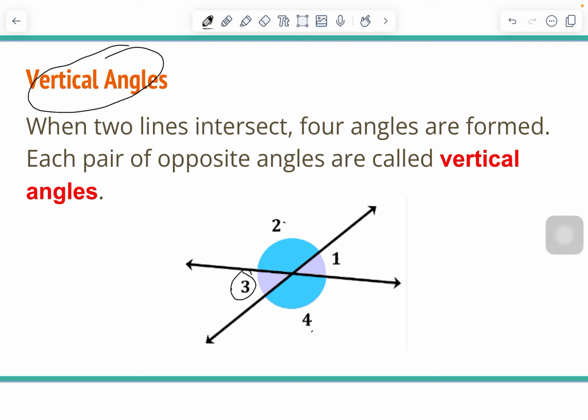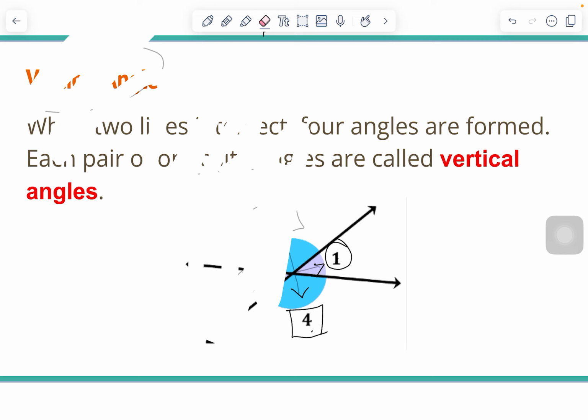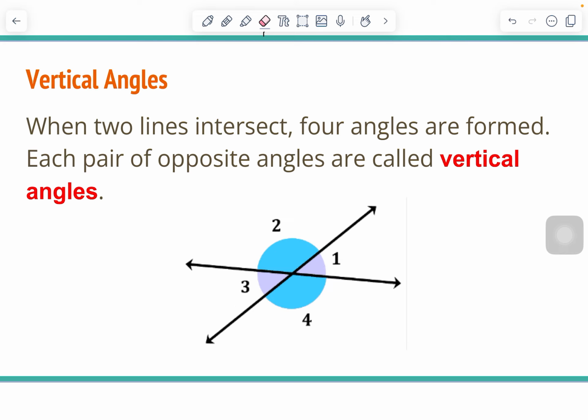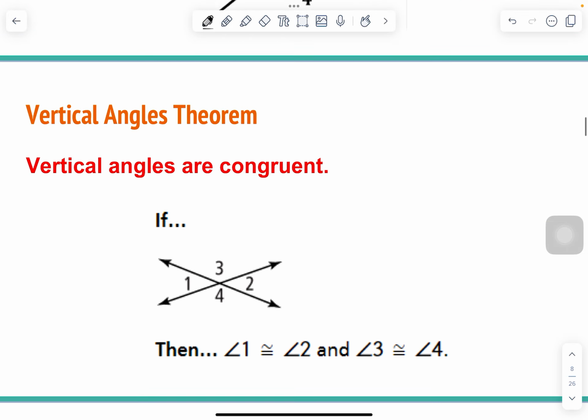So 1 and 3 are vertical angles. 2 and 4 are also vertical angles. How did you know? Because these are opposite angles. They are across each other. They are opposite. All right. So what's the relationship of the vertical angles? You have there the theorem, the vertical angles theorem.